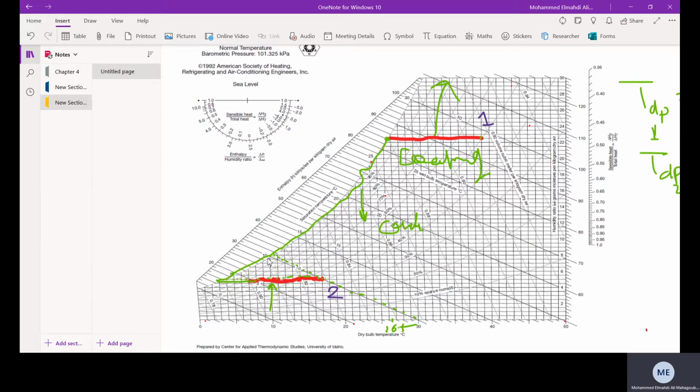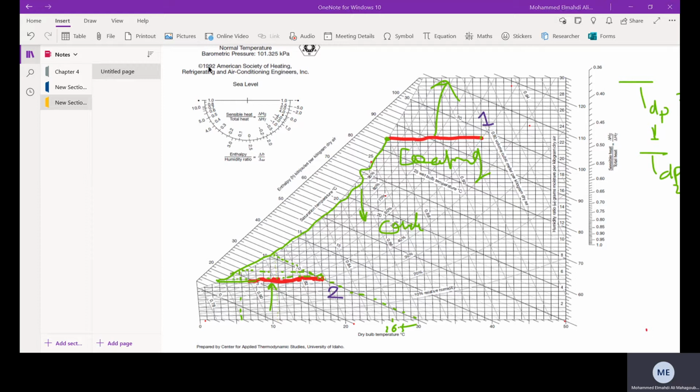Or maybe I've done this one not correctly. So let me put this as 11 here. Maybe the point should be somewhere around here. And when I go there, I'll find that it is 5 point something. Okay, and what else do we have?